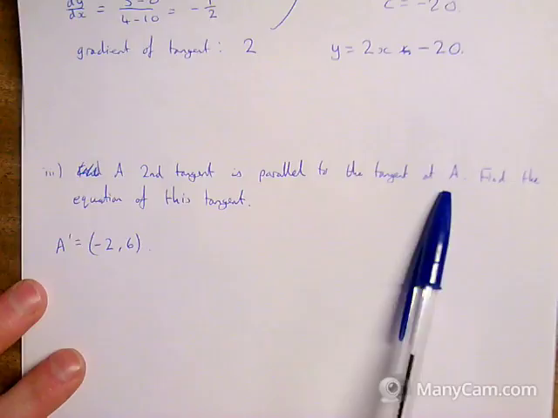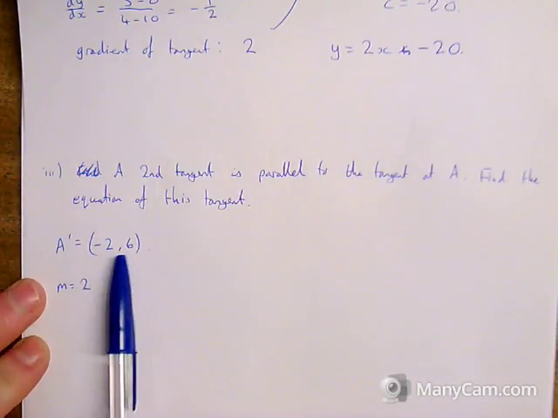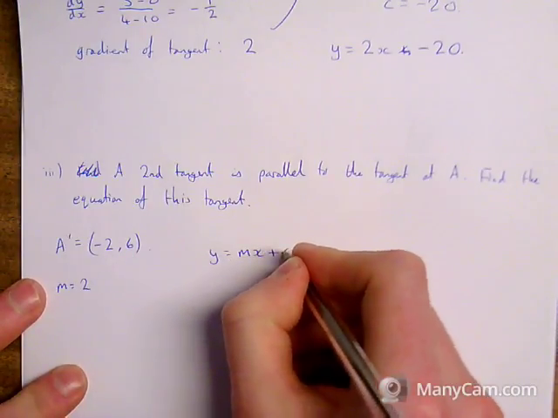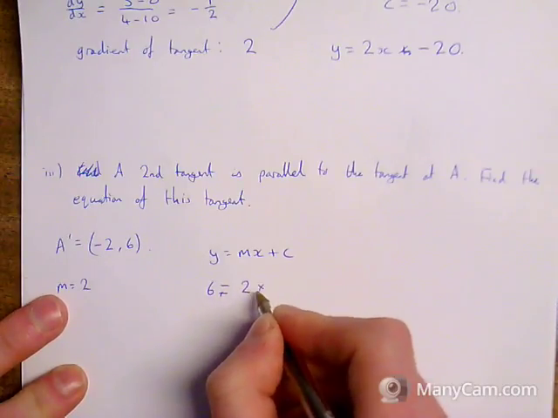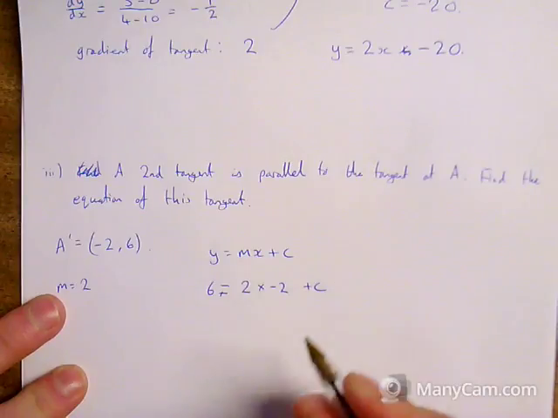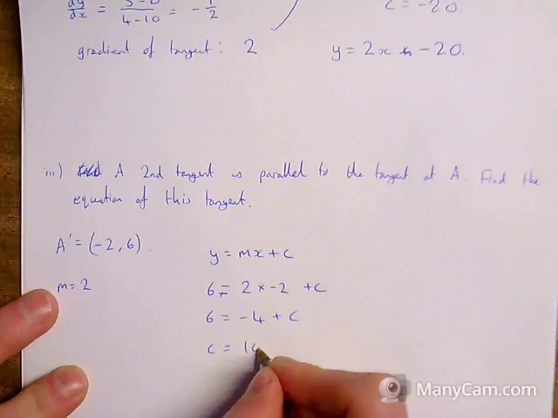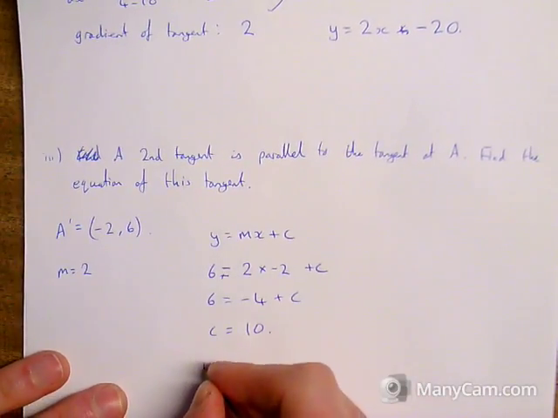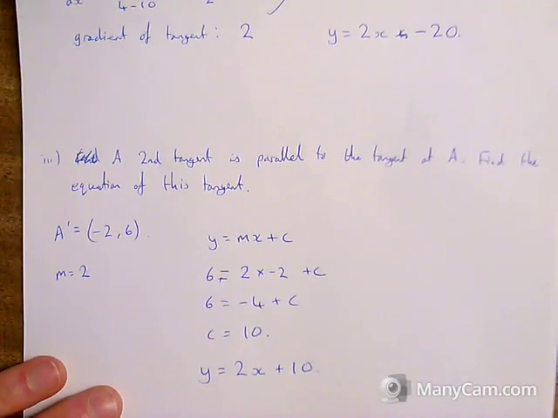Because it's parallel to the tangent at A, it's going to have the same gradient. So we know that the gradient is going to be 2. And we've got an x and a y value, so we can substitute those into y equals mx plus c. So y is 6, gradient is 2, x is minus 2, and we've got plus c that we're trying to find out. So 6 equals minus 4 plus c, so c has got to be 10. Putting all that back into the y equals mx plus c stuff, so we end up with y is 2x plus 10 for my equation of that other tangent.